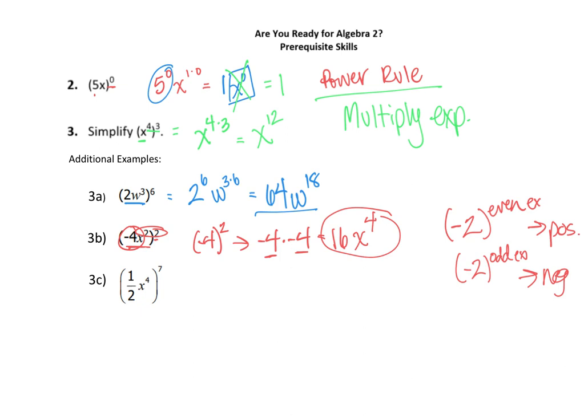Okay, I have 1/2 x to the 4th, all of this inside the parentheses being raised to the 7th power. Just like I said a minute ago, fractions are still coefficients. That whole 1/2 value is being raised to the 7th power. It's 1/2 times 1/2, 7 times. I take my base of x, I take my inside power of 4, and I multiply it by the outside power, 7. So what is 1/2 to the 7th power? It's 1 over 128.